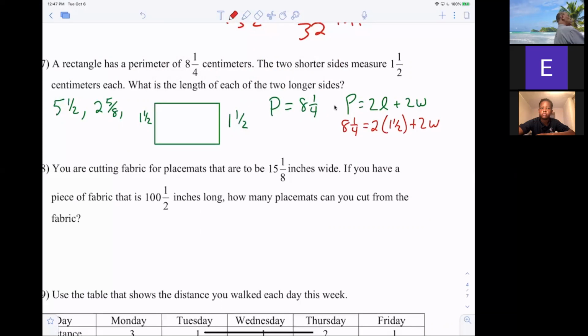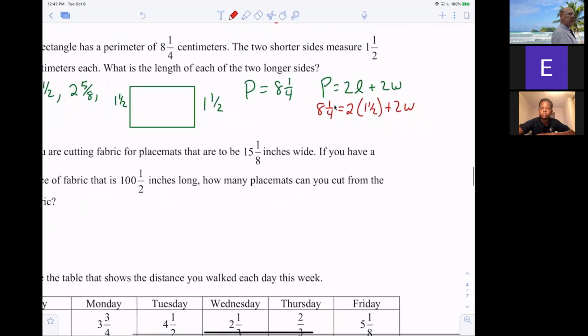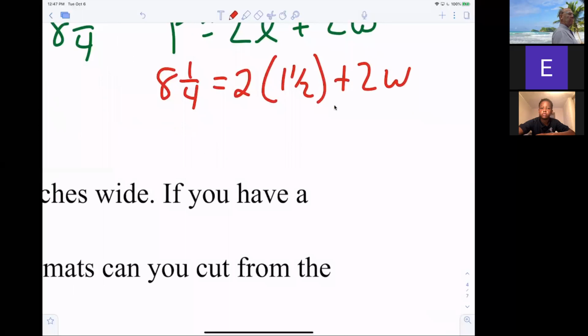Now, some of you are saying I just work backwards. Do I have to? It doesn't matter to me how you come up with the answer. I just want to see the work. That's what I'm hoping you did. Now, from there, to solve this equation, I need help with 2 times 1 1/2. What was that? Tell me. 3, thank you. So now I have 8 1/4 is equal to 3 plus 2W.